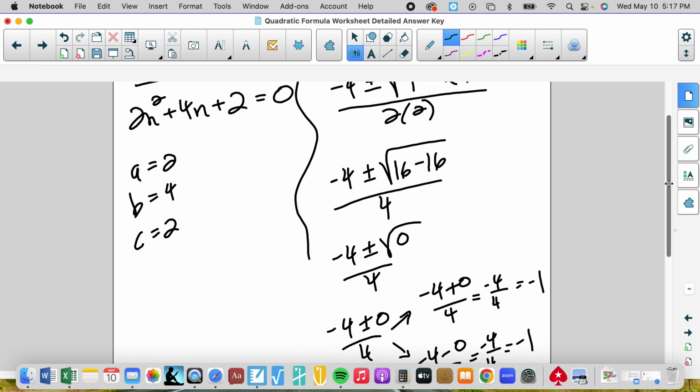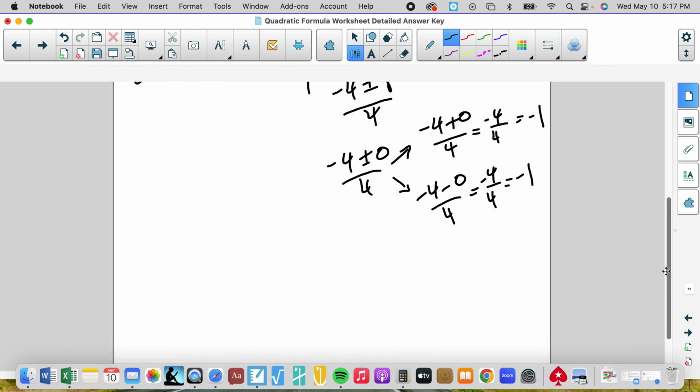So n is my variable. So n equals, there's only one solution. You will not write negative 1 twice. It's the same number. There's only one solution.